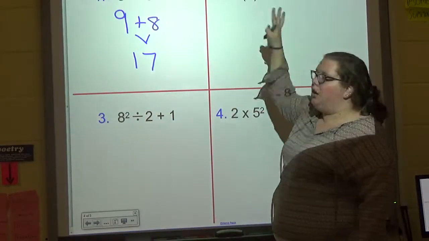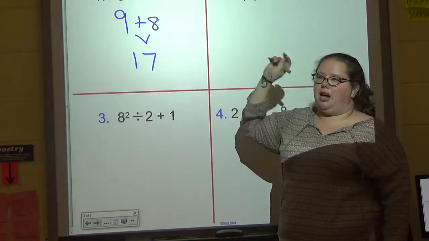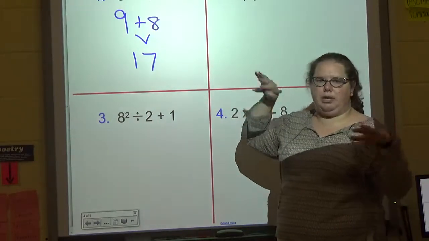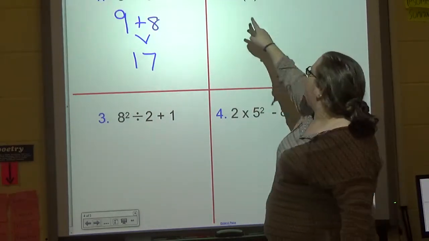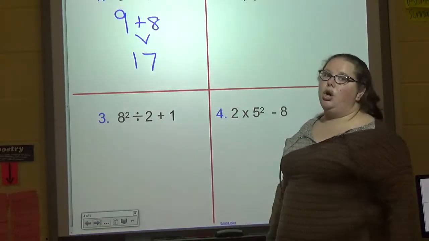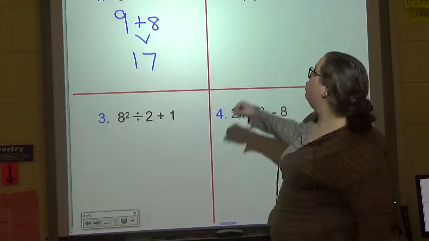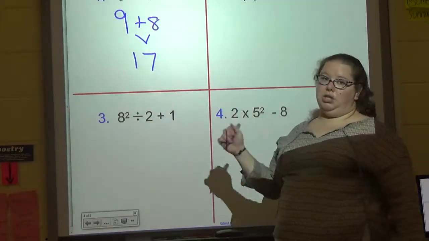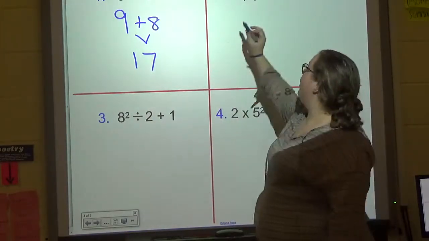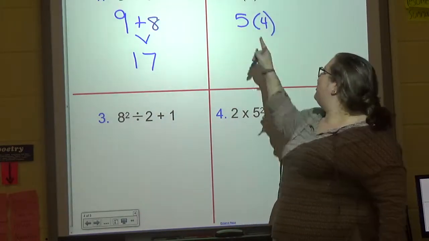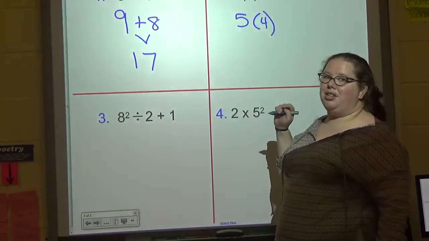Okay, this one I love going over because everyone gets it wrong. I give this to my juniors, my seniors, and they always mess it up. They always want to multiply 5 times 2. No. Exponents first. 2 squared. What is 2 squared? 4. So this is 5 times 4. What's 5 times 4? 20.